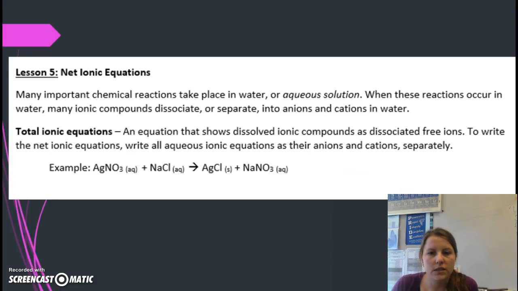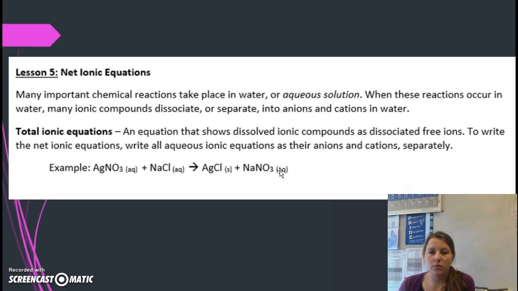So today we'll be discussing lesson 5, which is on net ionic equations. Many important reactions take place in water, and this is also known as aqueous solutions. It's often abbreviated as AQ, similar to how it is down here. When these reactions occur in water, many ionic compounds dissociate, or separate, into anions or cations. We were talking about anions and cations earlier in the year, and they're coming back around now.